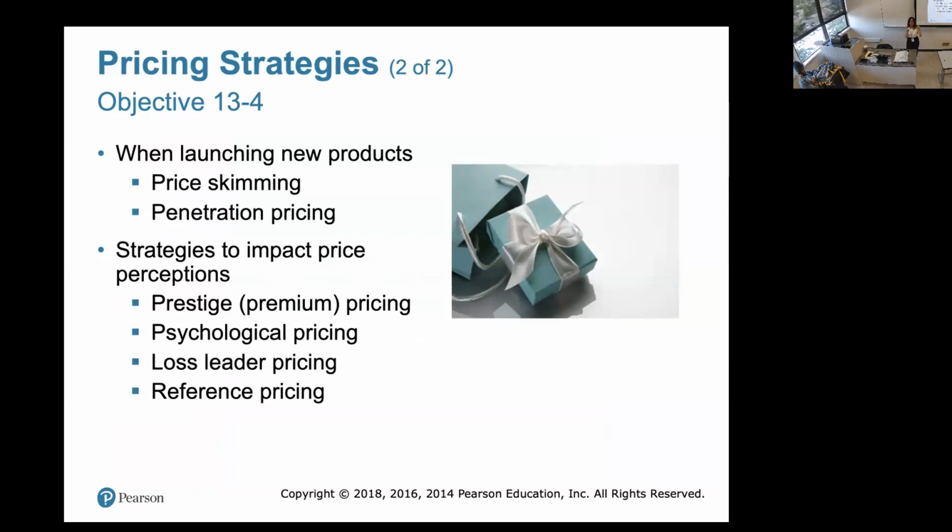Price skimming is when you set the price high and kind of skim the market and see how much people are willing to pay for it. Try a really high price first, right? And if it takes, you keep that price. If not, you might have to lower it a bit and try some other, lower prices. Penetration pricing is when you set the price low to penetrate the market as much as possible, to get as many people to buy it as quickly as possible.